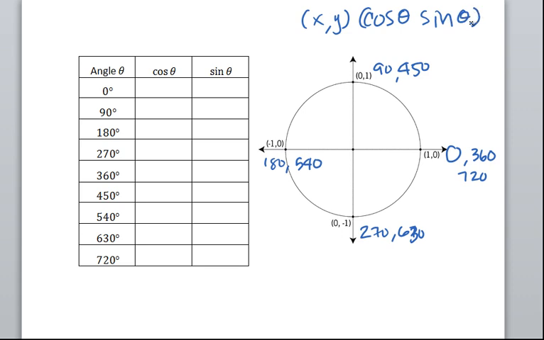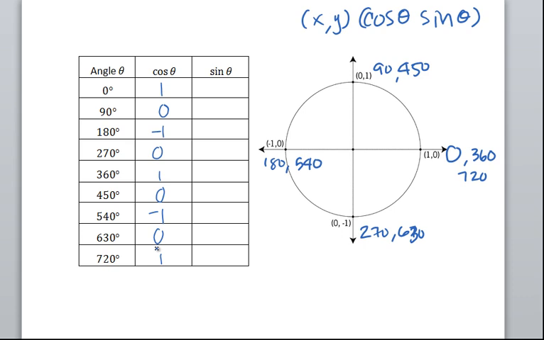Okay, so let's do this. I'm going to go ahead and just read out the cosine values. Those are the x values as I go around the circle, right? Cosine of 0 degrees is 1. Cosine of 90 degrees is 0. Cosine of 180 is negative 1. Cosine of 270 is 0. And now I go back around again. Cosine of 360 is 1. Cosine of 450 is 0. Cosine of 540 is negative 1. Cosine of 630 is 0. And then back around to cosine of 720, that's 1.